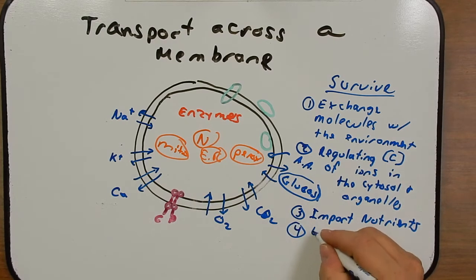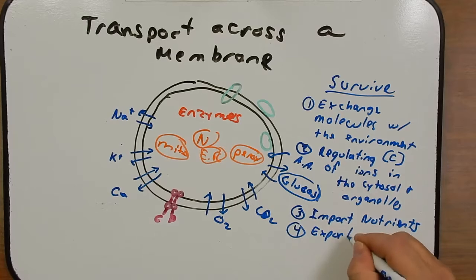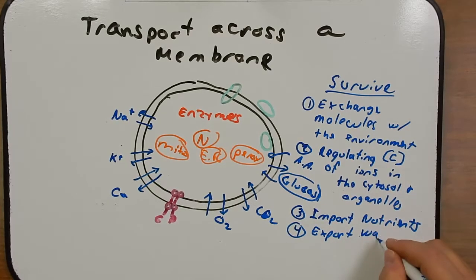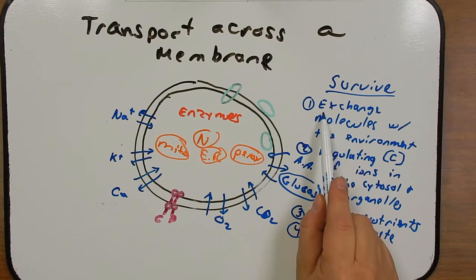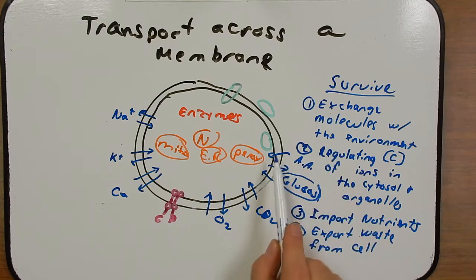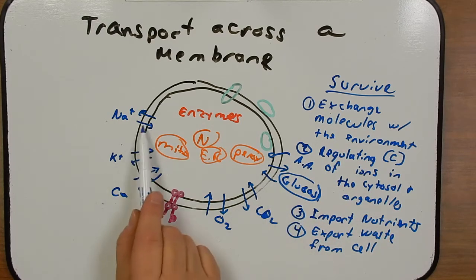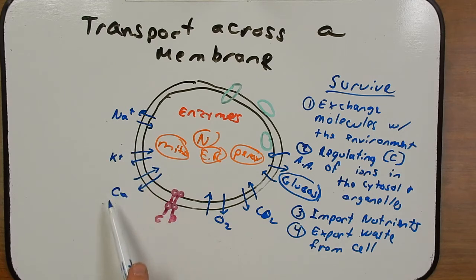Likewise, we have to export waste from the cell. These various enzymatic reactions generate some sort of waste product, and those waste products have to be removed from the cell in order for the cell to survive. So over here I mentioned at the very beginning is that we have to have a mechanism to exchange ions across the membrane. Sodium, potassium, calcium, oxygen, carbon dioxide, and other ions.